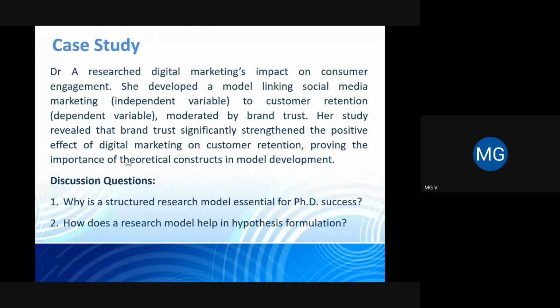So, a caselet here. Dr. A researched digital marketing's impact on consumer engagement.